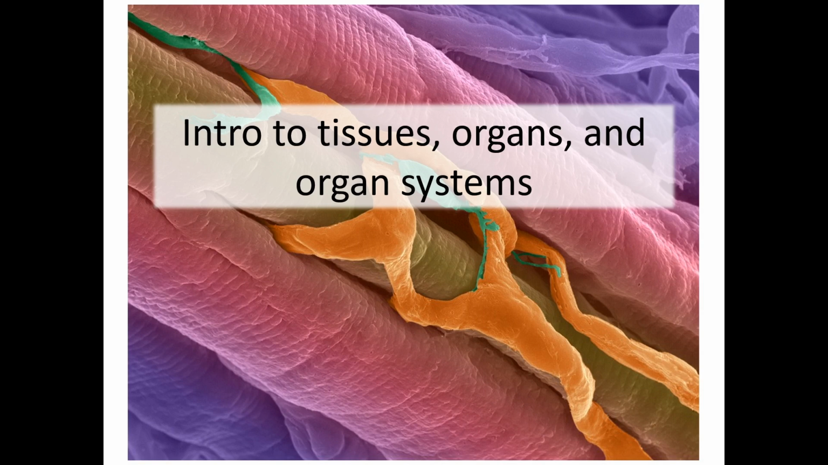In this topic, we'll be talking about introduction to body systems, specifically the organization of the human body. We'll be looking at tissues, what tissues are made of, and going up from there to organs, organ systems, and eventually to entire multicellular organisms such as ourselves.